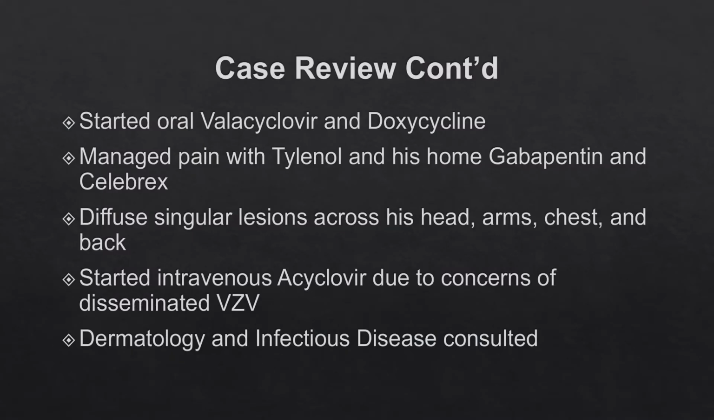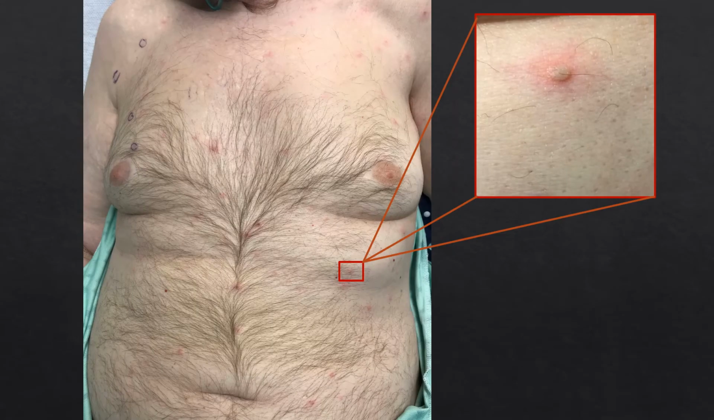The patient was started on oral valacyclovir, as well as oral doxycycline for concern of a superimposed bacterial infection. His pain was managed with Tylenol, as well as his home gabapentin and Celebrex. The next hospital day, he developed diffuse singular lesions across his head, arms, chest, and back. At this point in time, the patient was started on IV acyclovir due to concerns of disseminated shingles. Dermatology and infectious disease were also consulted at this point. This photo highlights some of the singular lesions that the patient developed on hospital day 2.